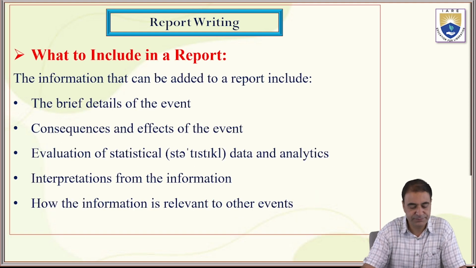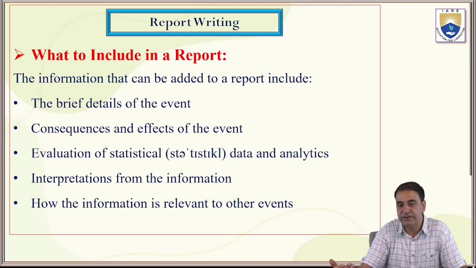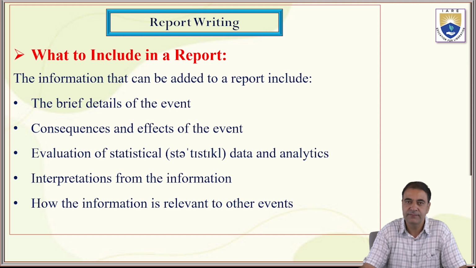Now, the next thing is what to include in a report. The information that can be added to a report includes, number one, for example, brief details of an event. In a report, we just give the brief details of an event. And the next thing is the consequences and effects of the event. We then give the consequences or the results or the effects of the event.